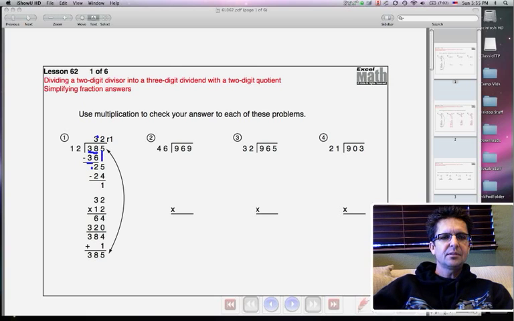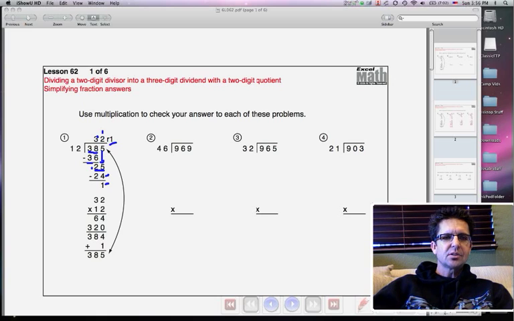Bring down the 5. That makes the 2 become 25. 12 goes into 25 2 times. 2 times 12 is 24. 25 minus 24 is 1. So there is no other number to bring down. You have a remainder of 1.